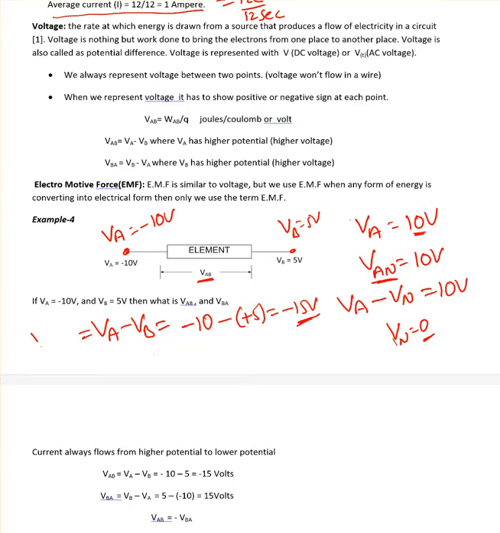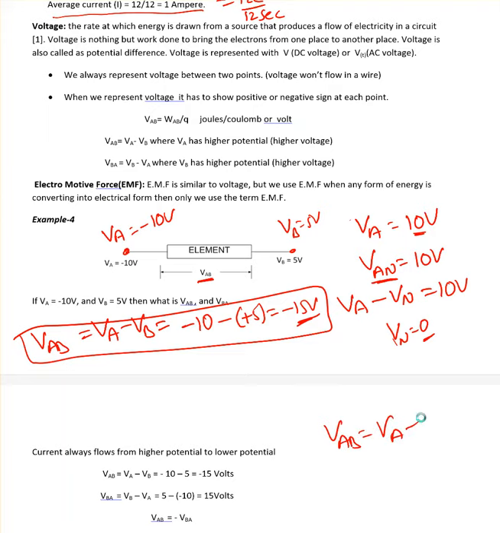VAB is nothing but VA minus VB. We're going to use this technique a lot, so you need to understand this. Whenever you see voltage VAB, it is always VA minus VB.